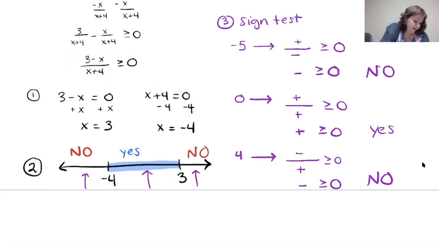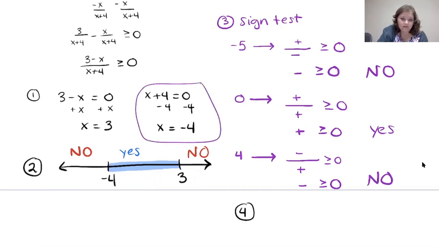So at the end, we just have that one interval that is included. And for the fourth step, we just need to figure out brackets or parentheses and then write an interval notation. So -4 came from when we set x plus 4 equal to 0. And x plus 4 came from the bottom of this fraction here. So since it came from the bottom, it's making the bottom equal to 0. So that one is not going to be included. And so we're going to get a parentheses there.